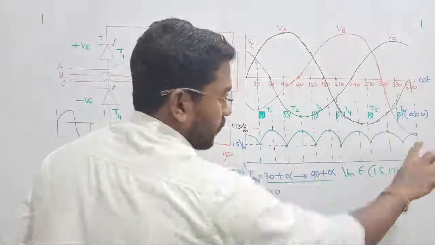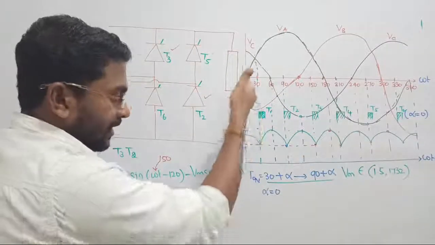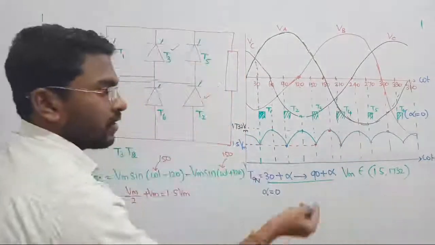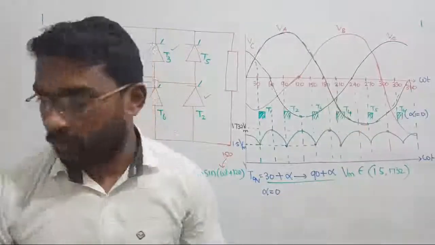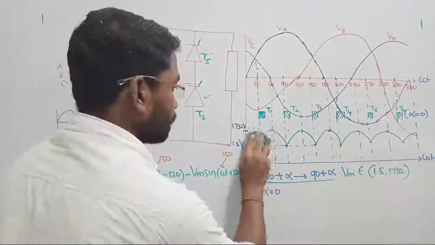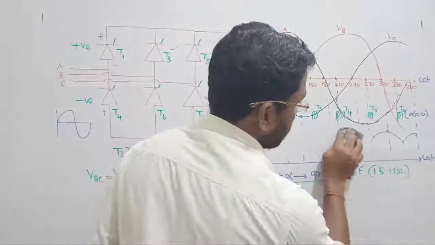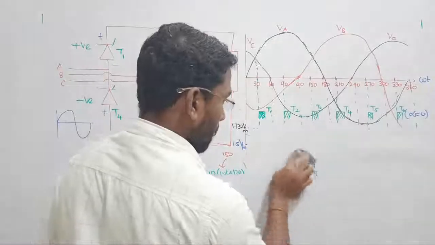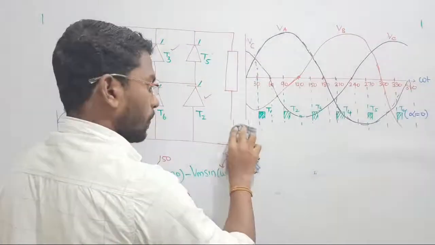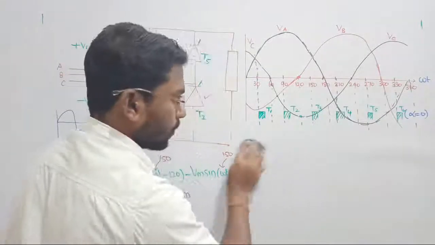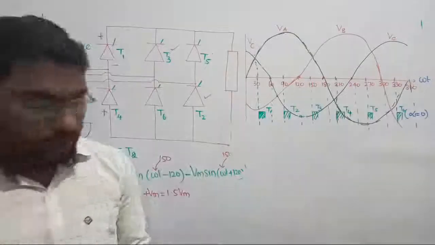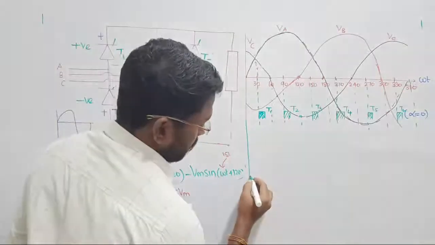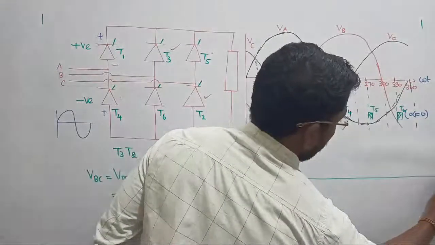I am going to rub this waveform, but please don't do that. Extend the x-axis on your note, draw one more axis below, and keep alpha equal to 30 degree. Repeat the same procedure. Let us see what happens. Let me run this one, right? Let us make alpha equal to 30 degree. Let us extend the axis once again, omega t.